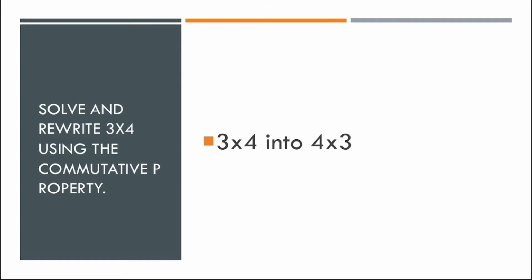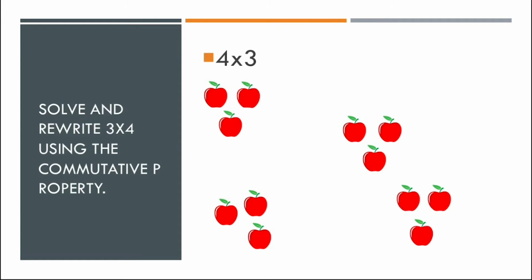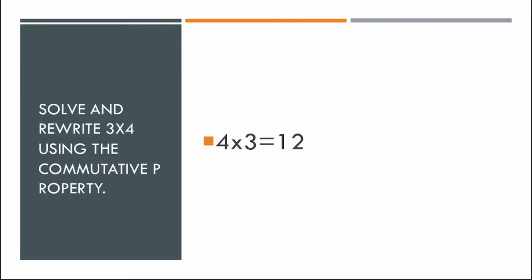Then we can rewrite 3 times 4 into 4 times 3. When we solve 4 times 3, it will still equal 12. Written this way, there are 4 groups of 3. Both times they equal the same thing. All we did was flip the equation, or change what number comes first.